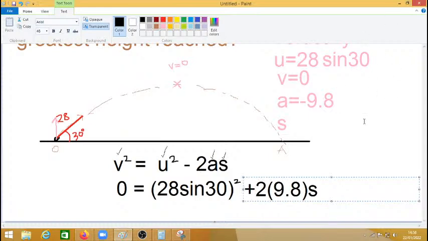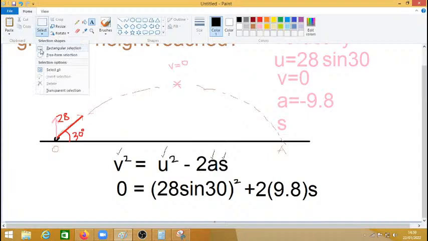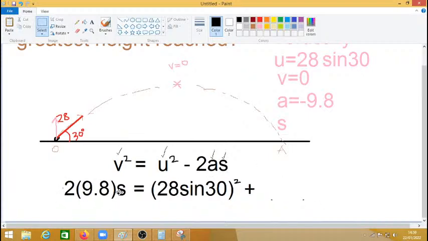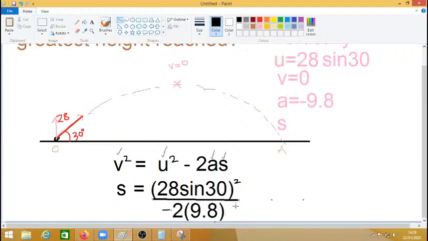And now I have to try to rearrange and solve that, which should be quite easy. I can take the 2 times 9.8s onto the other side as a minus. And then I can divide by something. Can you guess what I'm going to divide by? I'm going to divide by the 2 times minus 2 times 9.8, so that can come here. And then it's just a question of typing that into your calculator.